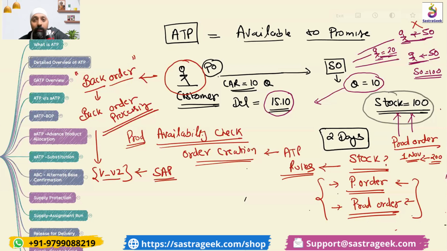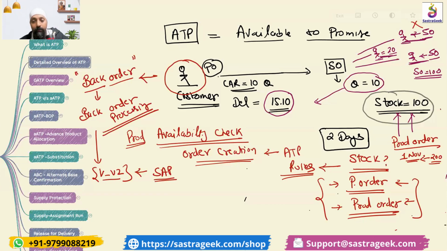Now, automatically allocation will not happen. Automatically confirmation will not happen. Somebody needs to do that confirmation. So for that we use what are also called the rescheduling batch jobs. The rescheduling batch job and the back order processing batch job need to run so that those back orders can be allocated once the stock comes.